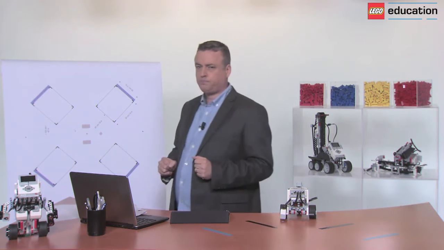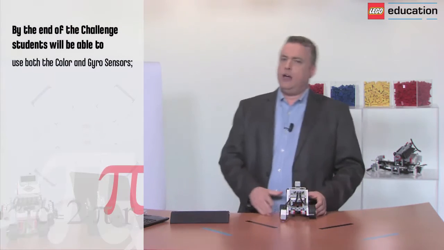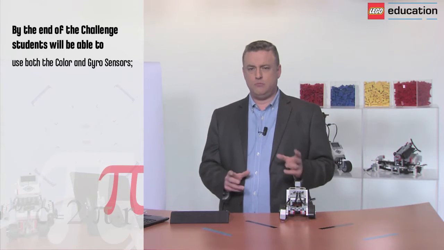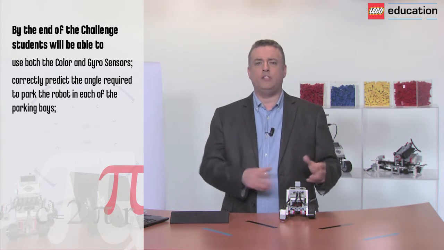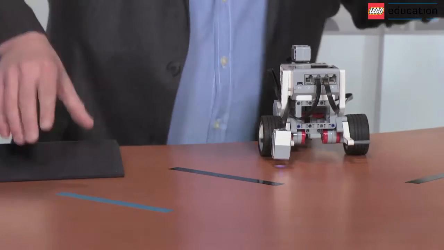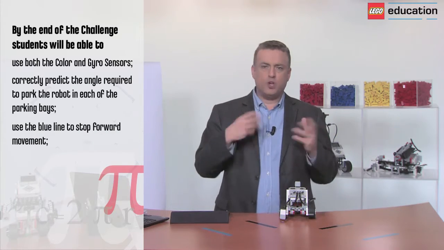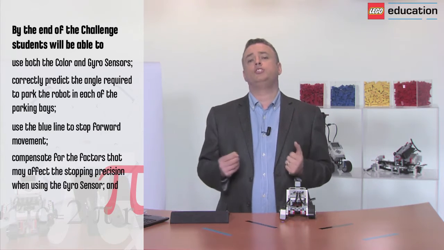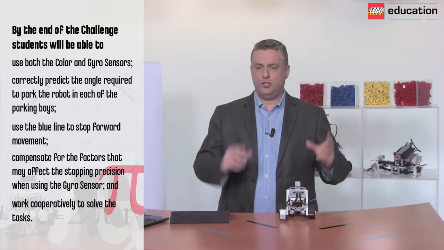By the end of this challenge, students will be able to use both the colour and gyro sensors, and I will show you this in a moment. They'll be able to correctly predict the angle required to park the robot in each of the parking bays, and then they'll use this blue line here to stop forward movement. They will be able to compensate for any factors that may affect the stopping position when using the gyro sensor, and they should be able to work cooperatively to solve the tasks.